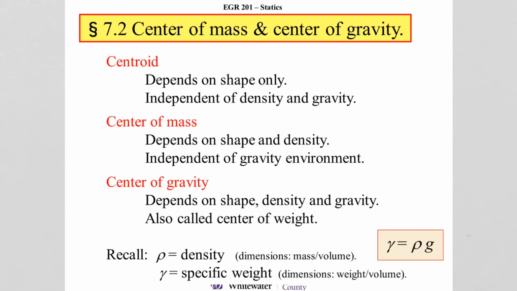In section 7.2, we're going to talk about center of mass and center of gravity. In section 7.1, we talked about the centroid itself, which really was just the center of area, or the shape of it. It is independent of density and gravity. And then we're going to now move on to center of mass. The center of mass, of course, depends on the shape and the density of the material and is independent of the gravity of the environment.